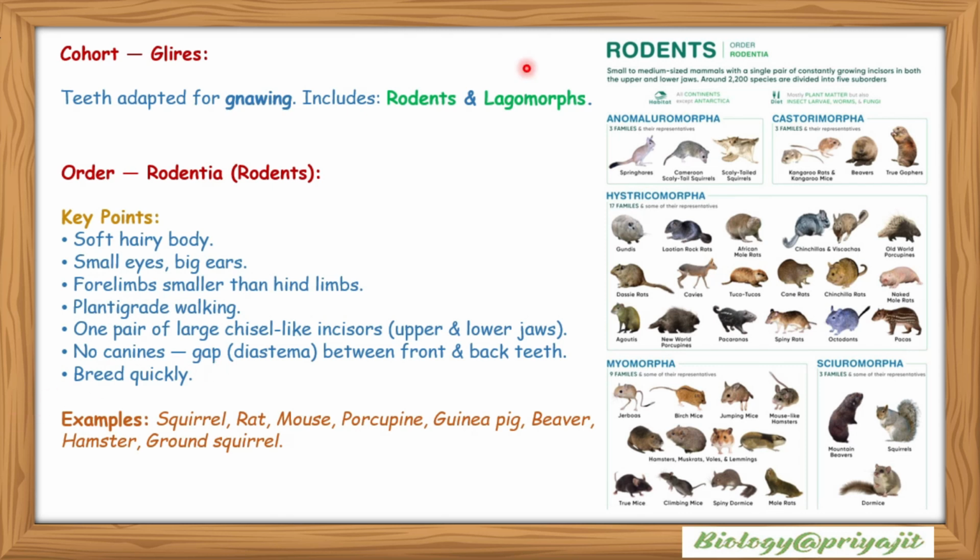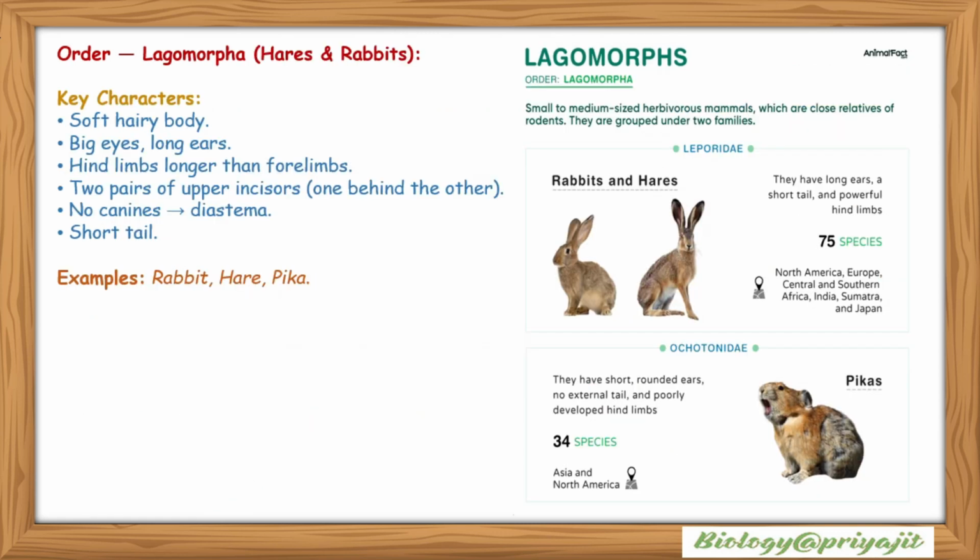No canine teeth. There is a gap or diastema between front and back teeth. They breed quickly. Example: rat, squirrel, mouse, porcupine, guinea pig, beaver, hamster, ground squirrel, etc.